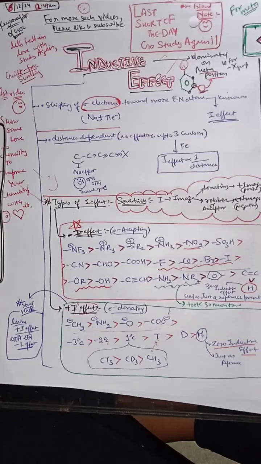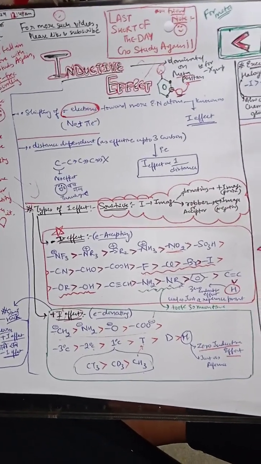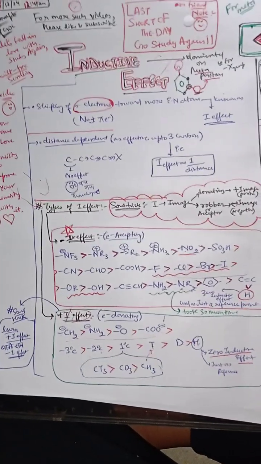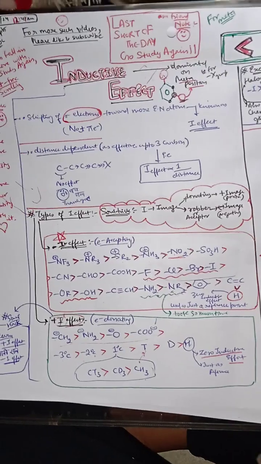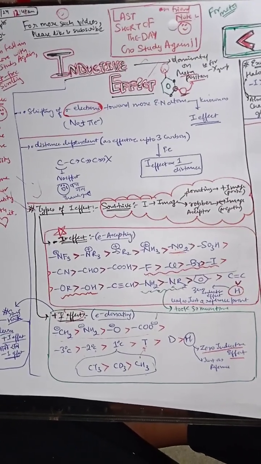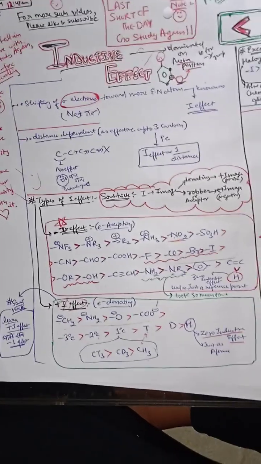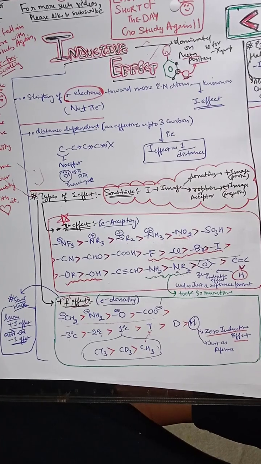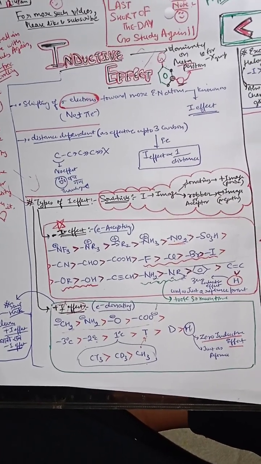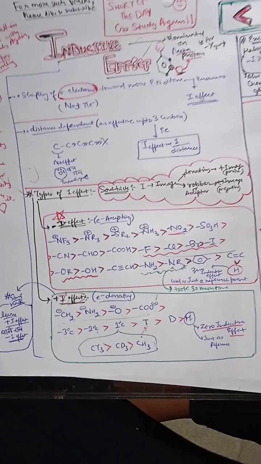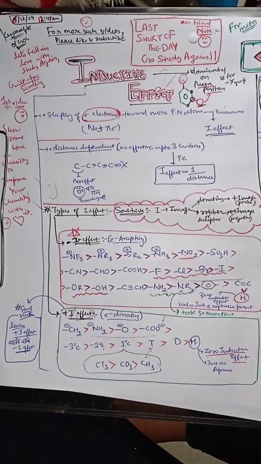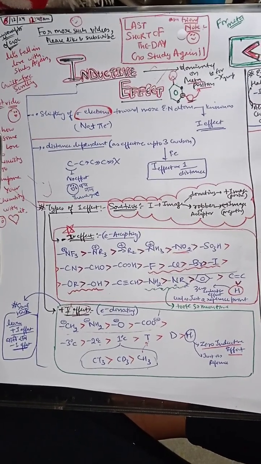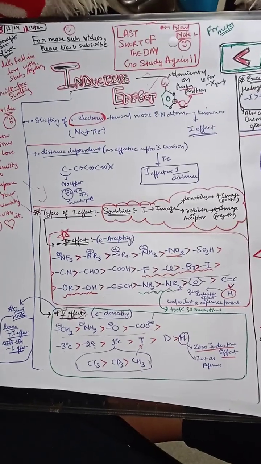Now, the types of effect. Here is my personal trick which you can use to remember plus I effect or minus I effect. See the I as image. If a person donates something, the image created in society is positive. If a person takes away or accepts something from anyone, the image formed in society is negative. That is my minus I effect. So just like that, plus I effect is the effect when the group is donating its electrons to the carbon chain, while in minus I effect, the group is taking away electrons from the carbon chain.